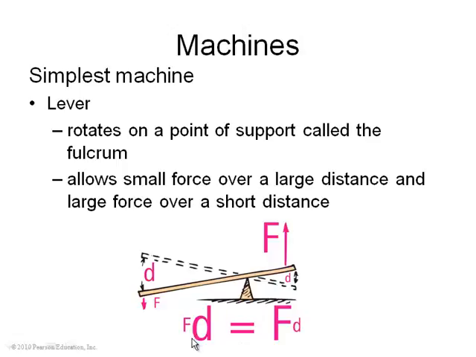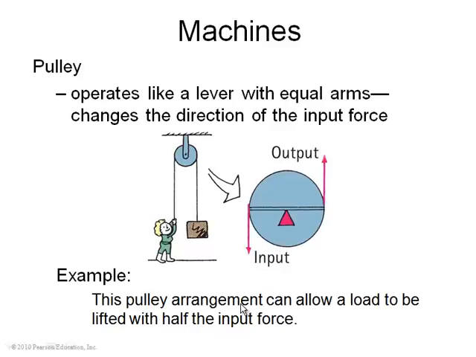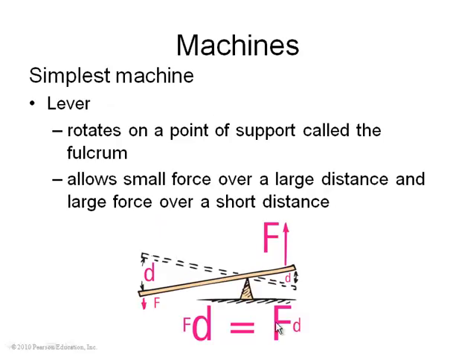So when you look at your input, usually what you'll see with input is small force, big distance. And your output will be big force, small distance, because your goal is to be able to produce a big force from a small force. So usually your input force is smaller than your output force.